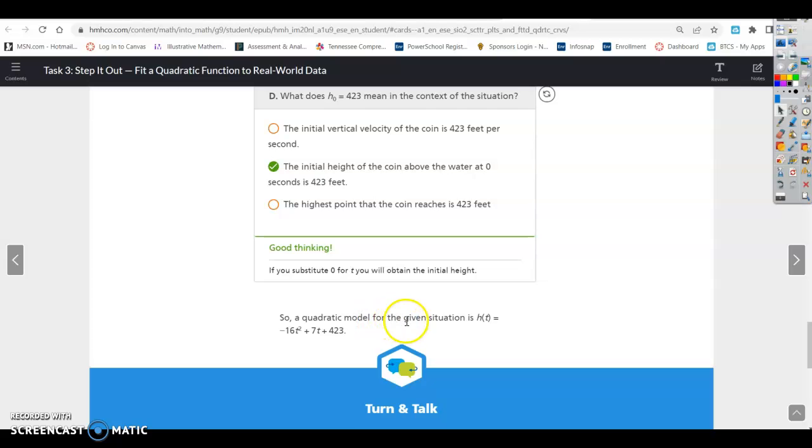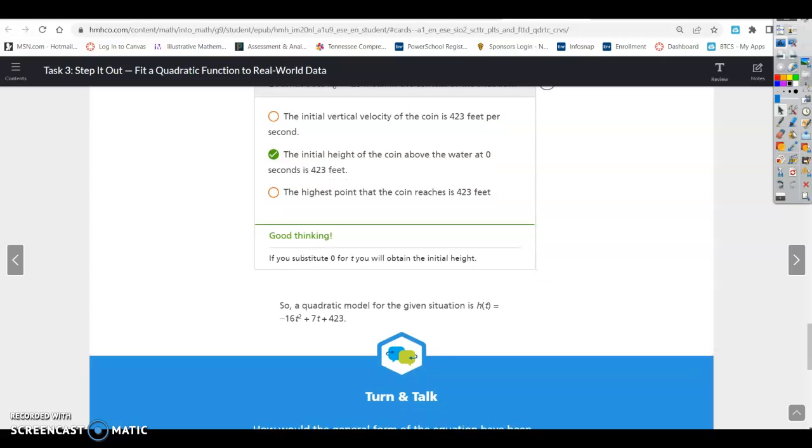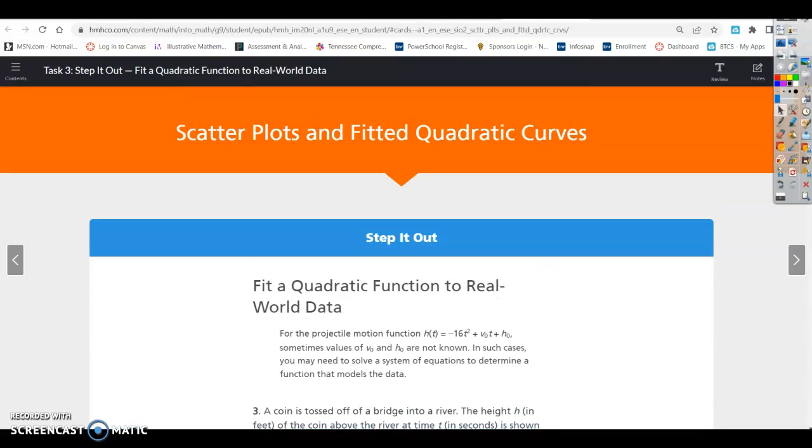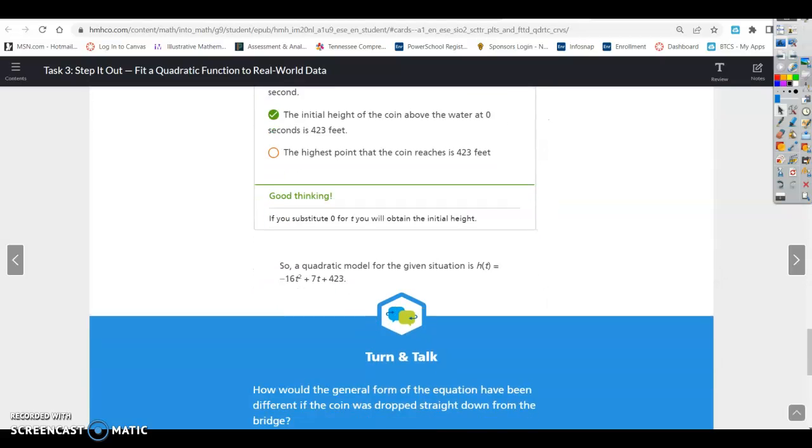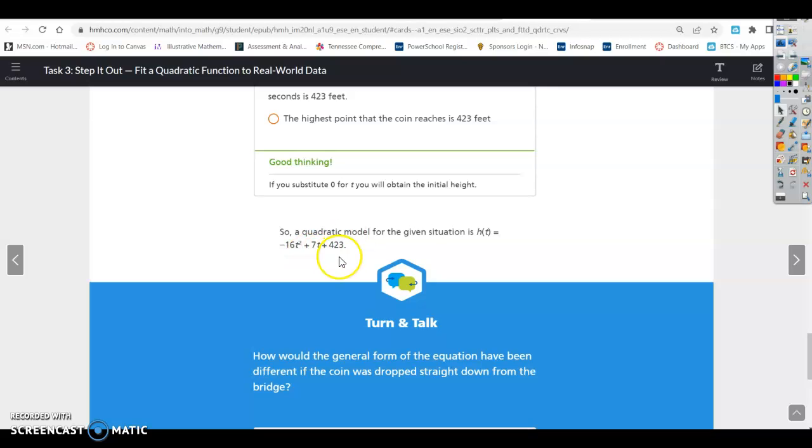All right, so a quadratic model for the given situation is h of t equals -16 t squared plus 7t plus 423. How did they find that? They took the 7 and the 423 and they plugged those into the original function that we started with. The only difference is we had the missing values. We didn't know what v sub o or h sub o were, so that's what we did, was solve for those two values so that we could write this quadratic equation in standard form. All right, that's all for task 3. If you have any questions, let me know.